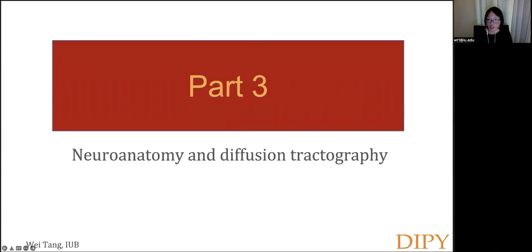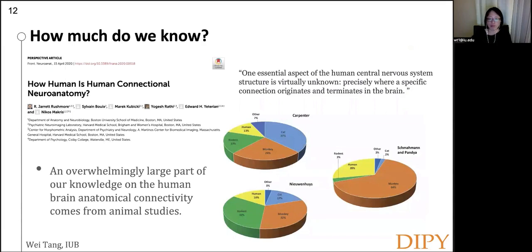In part three, I will discuss the current challenge in diffusion tractography and efforts from translational neuroanatomy that uses non-human primates to advance our knowledge in humans. Most of the major fiber bundles can be mapped in vivo using diffusion MRI. Have we achieved the goal of mapping every fiber pathway in the human brain with this excellent technology?